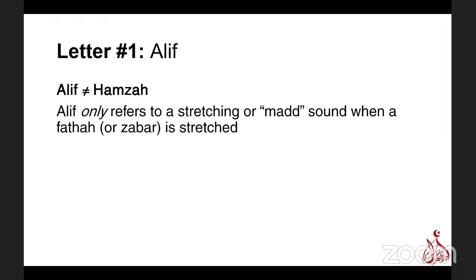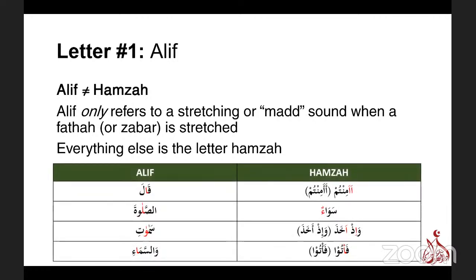So in the Arabic language, not in Urdu, in the Arabic language, Alif only refers to a stretching or a mud sound when a fatha or a zabar is stretched. In simple words, that sound that you hear, the long vowel, is the only thing that's called an alif in the Arabic language. There is no such thing as an alif, at least when it comes to the Arabic. Yes, there's some technicalities for grammar, but we'll leave that. So everything else will be considered a Hamza.